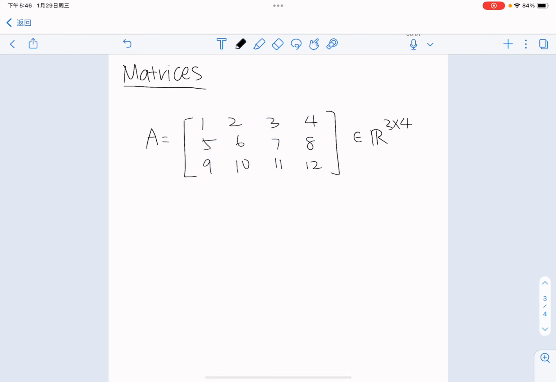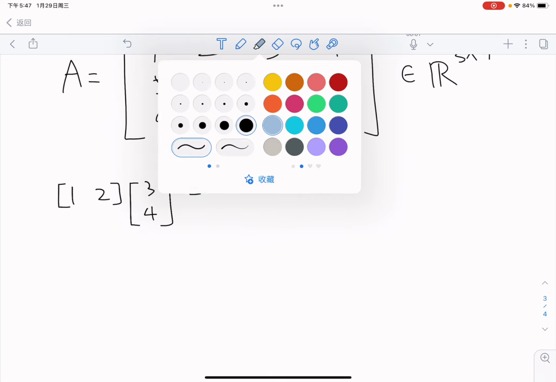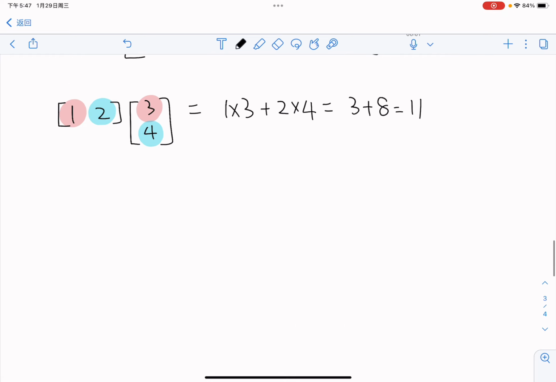So how do we do matrix multiplication? Let's start with the simplest of all matrix multiplications by definition. So this is a row vector 1, 2 multiplied with a column vector 3, 4. What we do is we take the first entries, 1 and 3, multiply them together, and add that to the product of the second entries, 2 and 4. And this will be 3 plus 8, which is 11. What does this look like? Yes, it is exactly a dot product, and this is by definition.